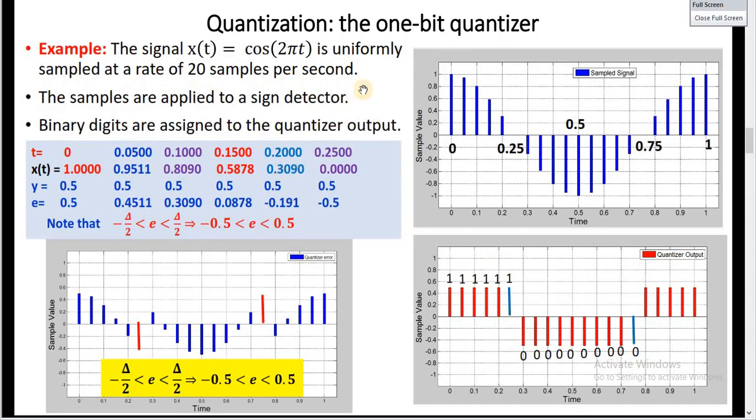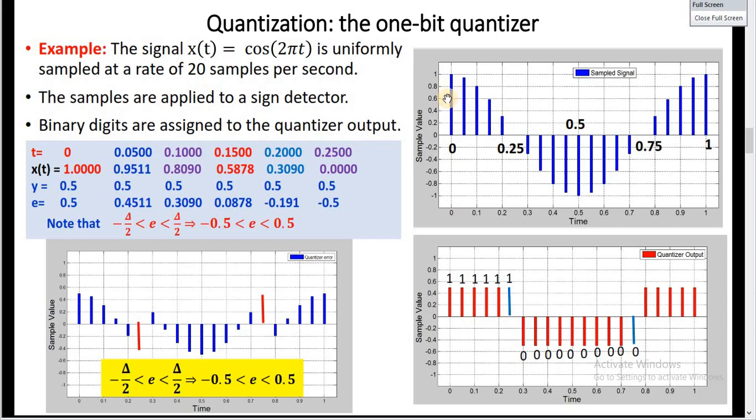Now we show this example graphically. The signal x of t equals cosine 2 pi t is uniformly sampled at a rate of 20 samples per second. The samples are applied to a sign detector, which is the 1-bit quantizer. Binary digits are assigned to the quantizer output. So these are the samples taken from the cosine function. As we said, we took 20 samples per second, that is, within one cycle of the cosine function, we have taken 20 samples. Now these samples are applied to the 1-bit quantizer, and as we explained on the previous slide, this sample is mapped into 0.5, the next one is mapped into 0.5, and so on.